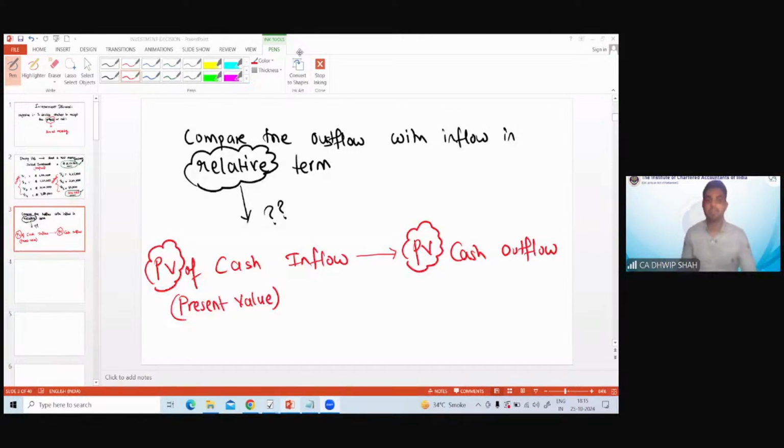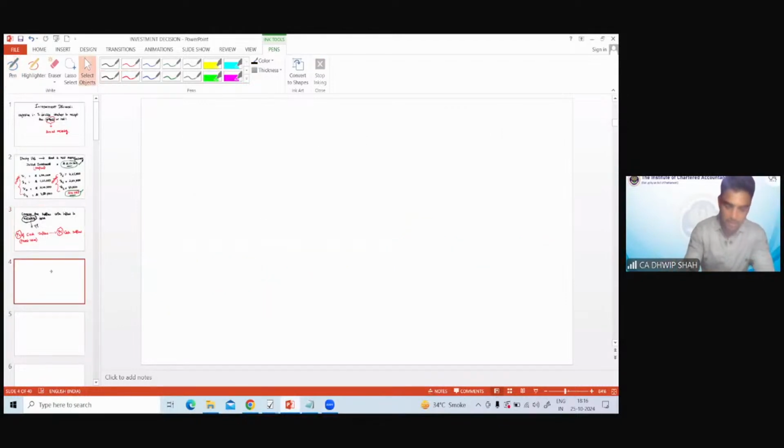Now, relative terms we understood. But now the next step is, how to calculate present value? Tell me, friends, how shall we calculate present value? And I know you have learned this at CA foundation level. Using discounting factor, yes, absolutely. That's correct. You had the concept of time value of money in maths, in quantitative aptitude at CA foundation level.